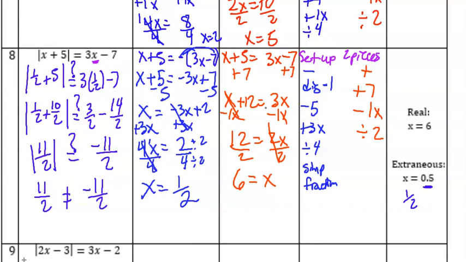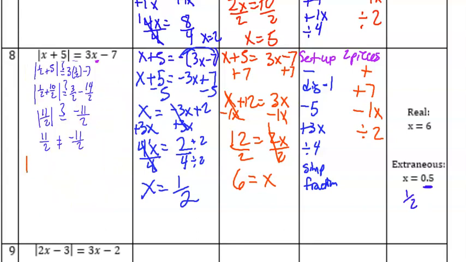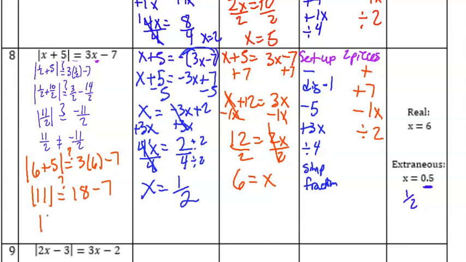Now let's check for the positive piece to see if it's true. Alright, so we have absolute value of 6 plus 5. Is it equal to 3 times 6 minus 7? The absolute value of 11, is that equal to 18 minus 7? 11 is equal to 11. So that's true. That means that x equals 6 is real.